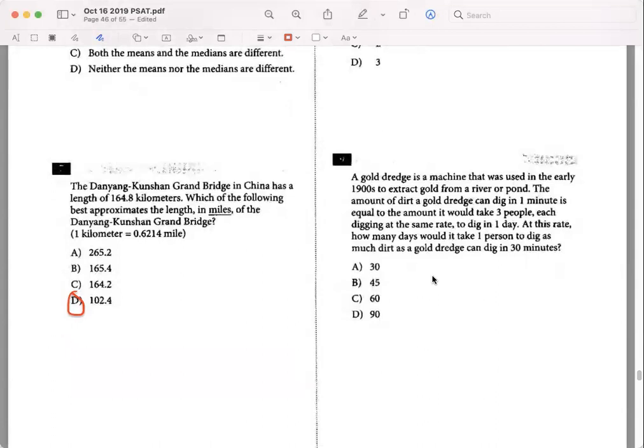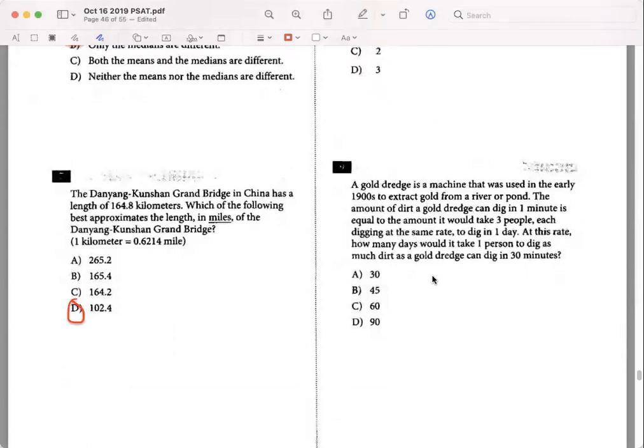A gold dredge is a machine that was used in the early 1900s to extract gold from a river or pond. The amount of dirt a gold dredge can dig in 1 minute is equal to the amount it would take 3 people, each digging at the same rate, to dig in 1 day. At this rate, how many days would it take one person to dig as much dirt as a gold dredge can dig in 30 minutes? Okay, so the amount of dirt a gold dredge can dig in 1 minute is equivalent to the amount it would take 3 people to dig in 1 day, right?